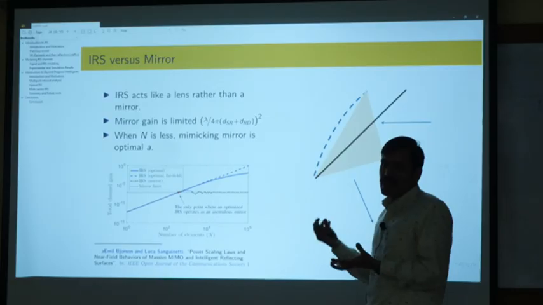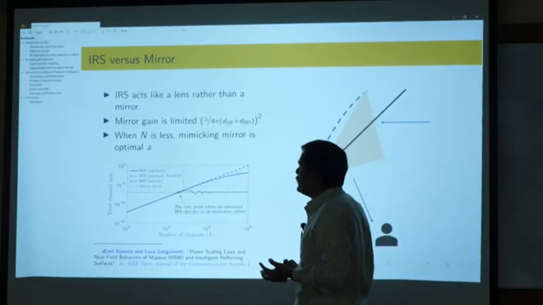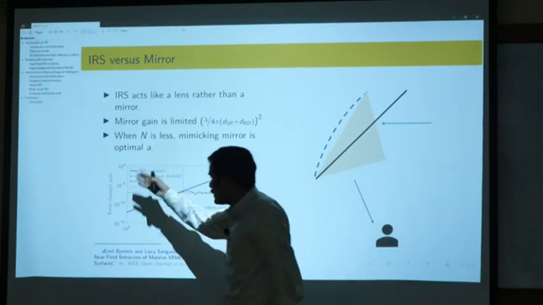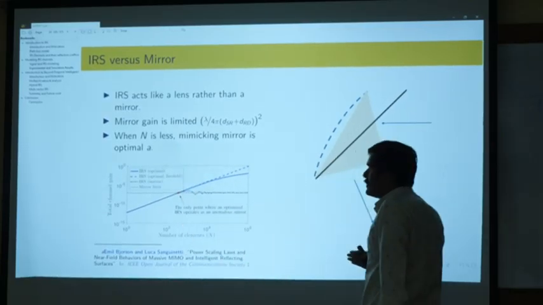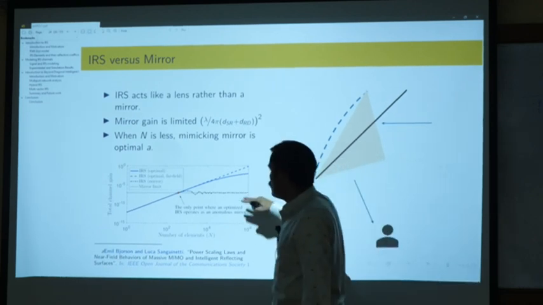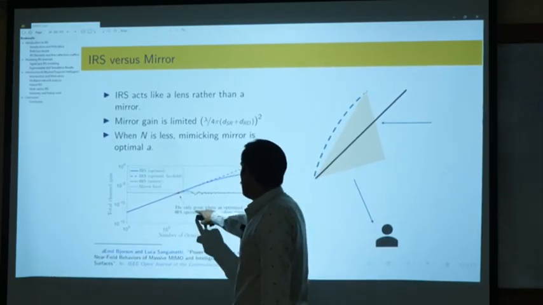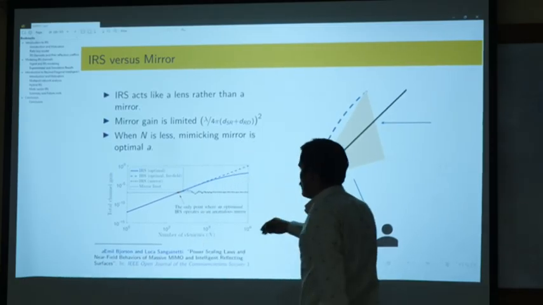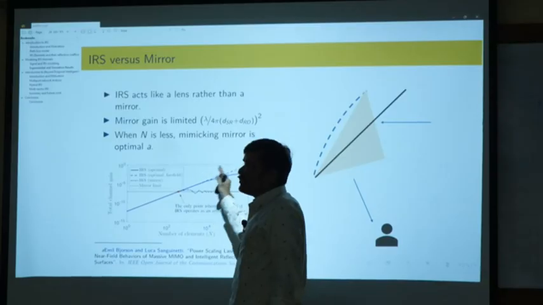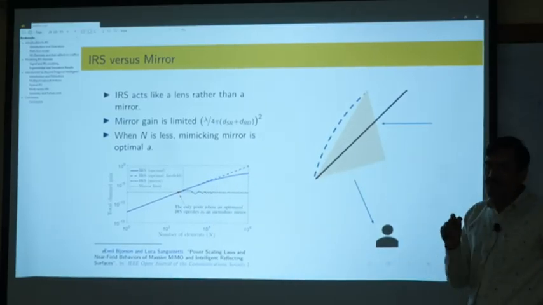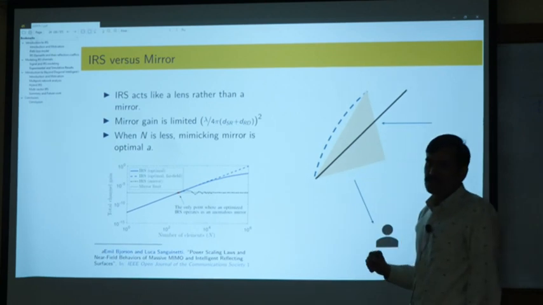IRS acts like a convex lens rather than a mirror. So in this paper, this comparison is given. Mirror gain is like this. This plot gives the total channel gain versus the number of elements for when we use IRS as a mirror, and when we use IRS with the optimal value of phase shift. After this, in the far field, this is the only point where an optimized IRS outperforms a mirror. Up to this point, mirror is better. After this point, when we have more elements, we can go for the IRS optimization. So when we have fewer IRS elements, it is better to act as a mirror. That's what it is saying.